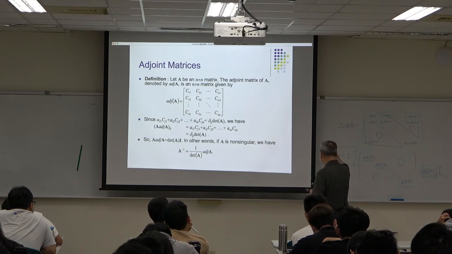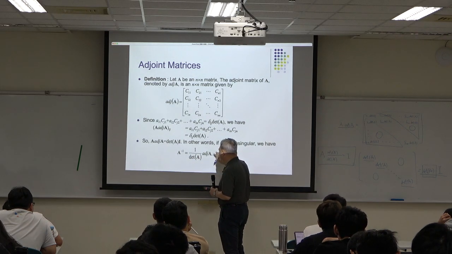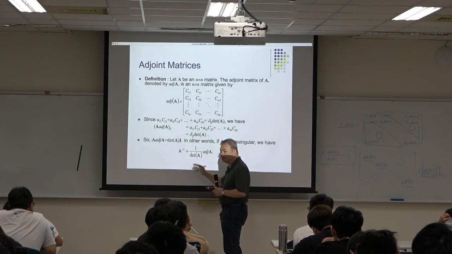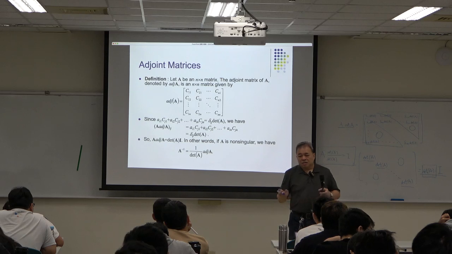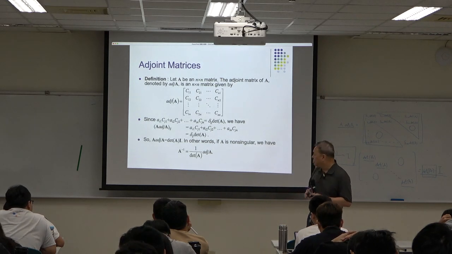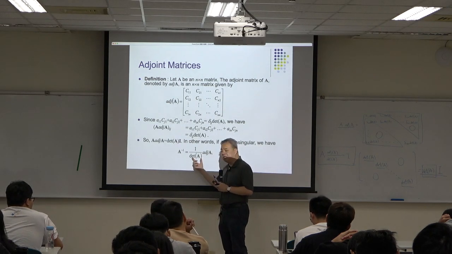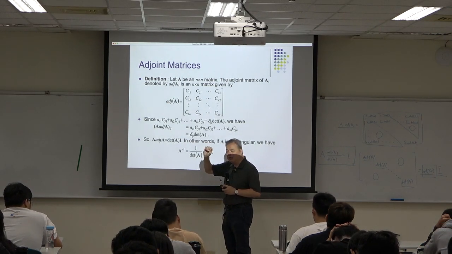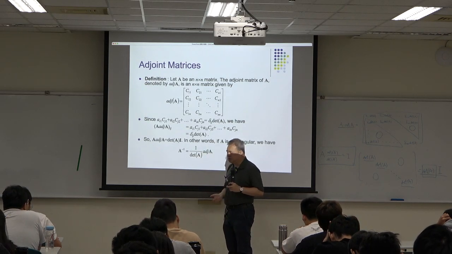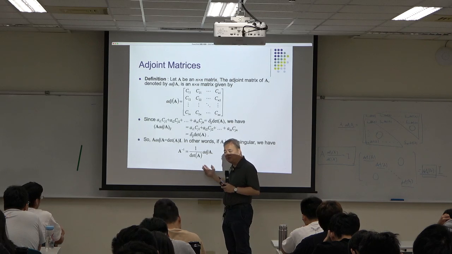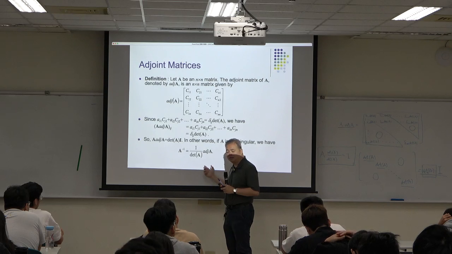So because A times this thing equals I, this thing is A inverse. Okay, so this also makes sense because when A is singular, the determinant of A is 0, right? And when A is singular, there is no inverse of A, right? So this obviously makes sense.